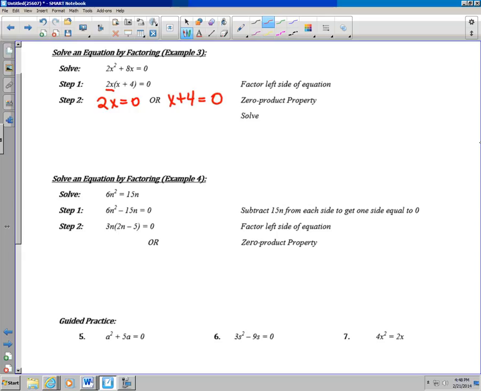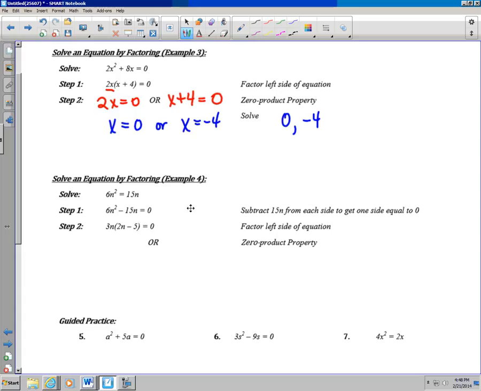So now we solve for x. We divide both sides by 2, and obviously the only answer we can get here is x equals 0. And then over here we subtract 4 from both sides and we get x equals negative 4. Okay? So our options here are 0 and negative 4. Those are our answers, our solutions.